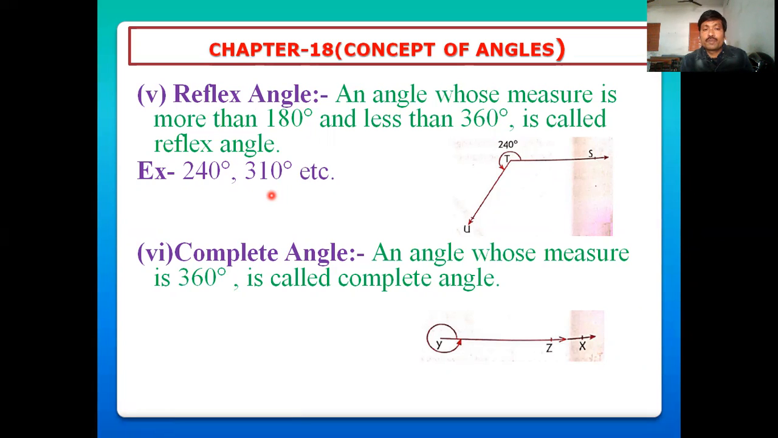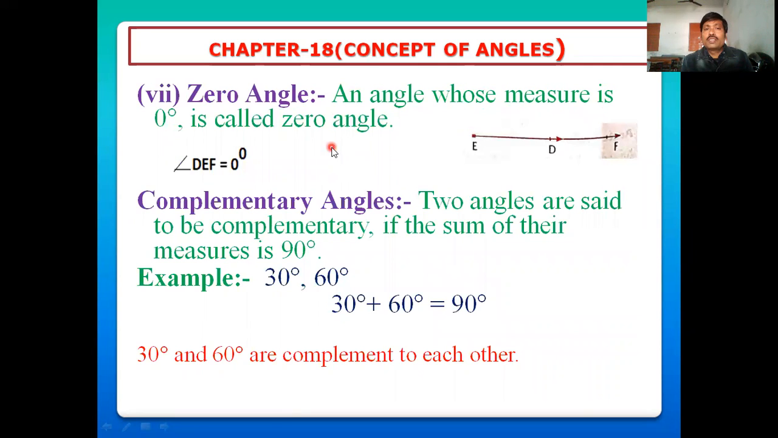And now, the last two topics. Complete angle. An angle whose measure is 360 degrees is called a complete angle. Here we see there are two rays, YZ and YX. YZ and YX form a complete angle. How can we represent this angle? We can represent the 360 degree angle in this way.